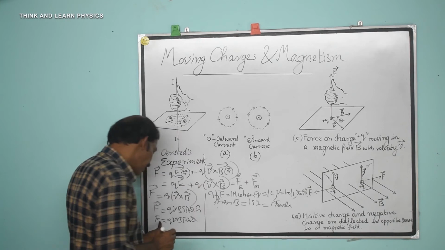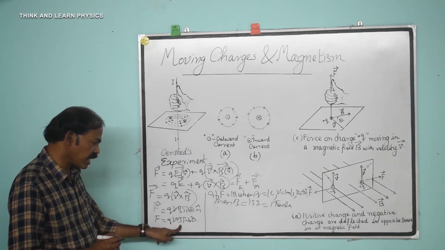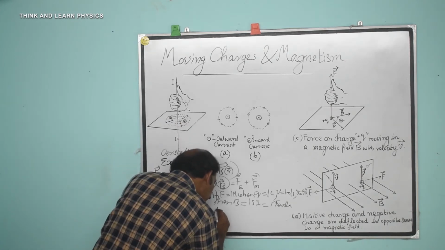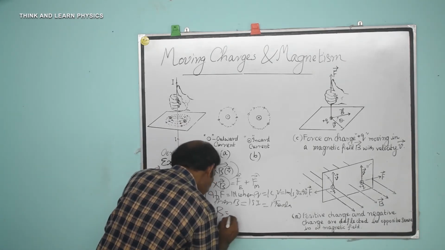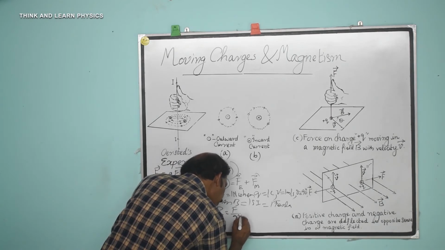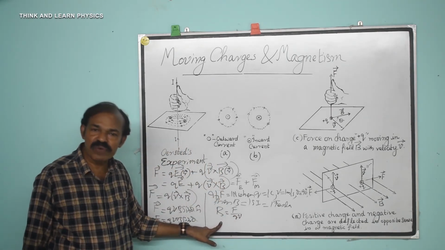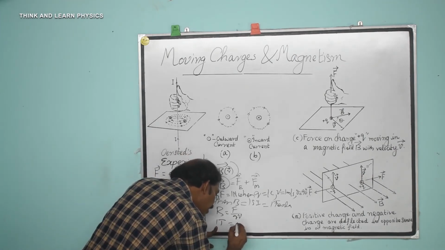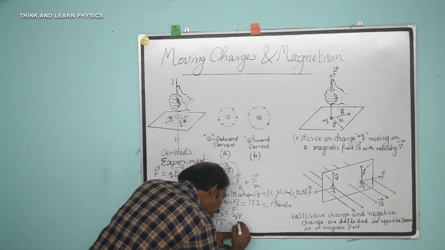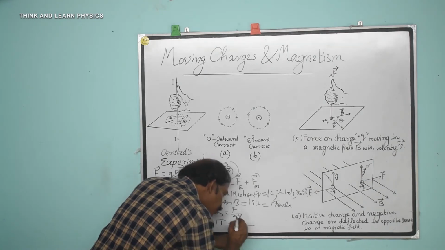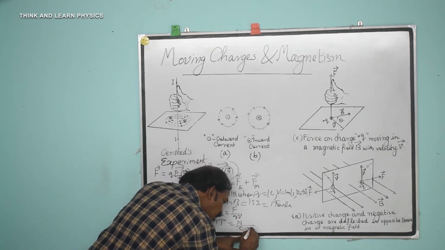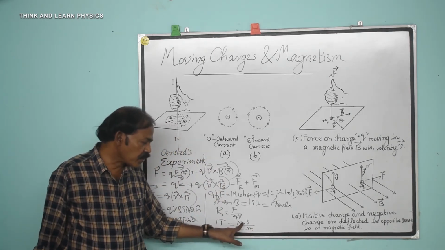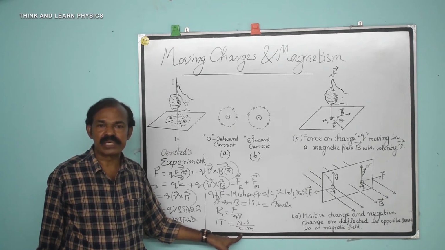We see that F is equal to QVB when theta equals 90 degrees, and therefore B equals F divided by QV. Therefore, 1 Tesla, the unit of magnetic field, is equal to Newton divided by Coulomb into meter per second. That means 1 Tesla equals Newton second per Coulomb meter.